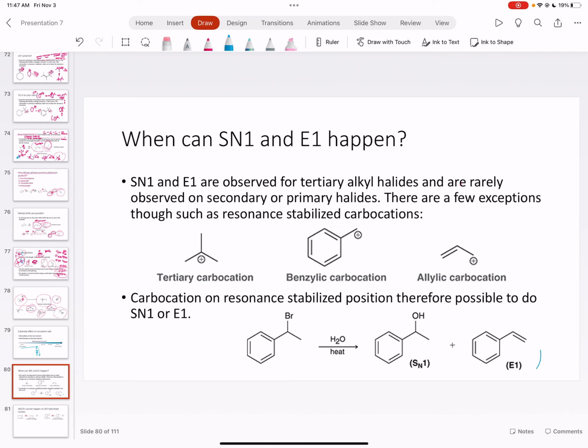So when can SN1 and E1 happen? SN1 and E1 are observed for tertiary alkyl halides. You're gonna see them mostly on tertiary alkyl halides, but they are rarely observed on secondary or primary halides. Rarely doesn't mean that it doesn't happen. It can happen, but you barely see it. There are a few exceptions though, such as resonance stabilized carbocations. So then, let's see. Carbocation and resonance stabilized position, therefore it's possible to do SN1 or E1.